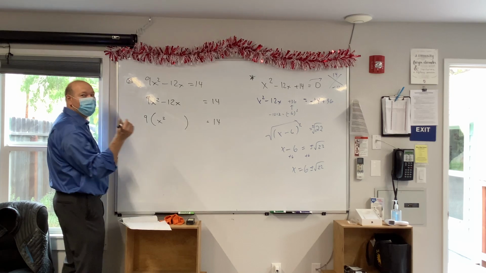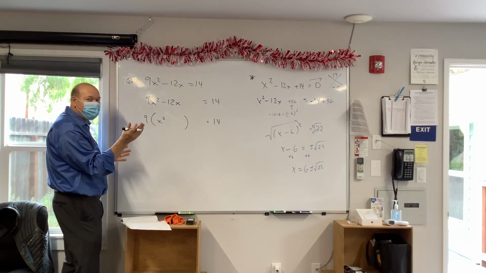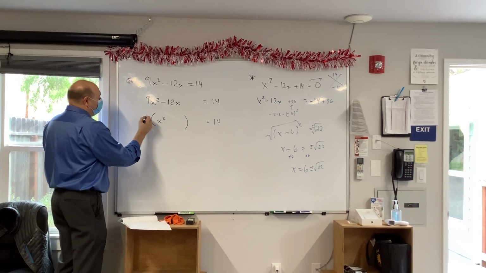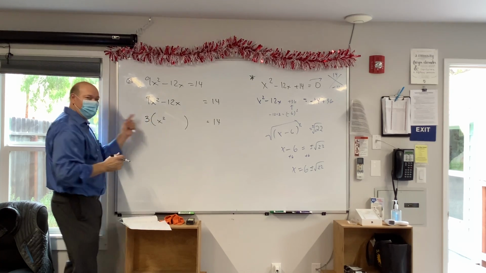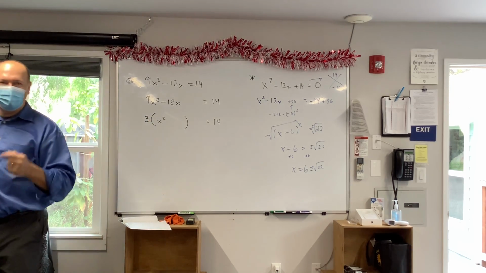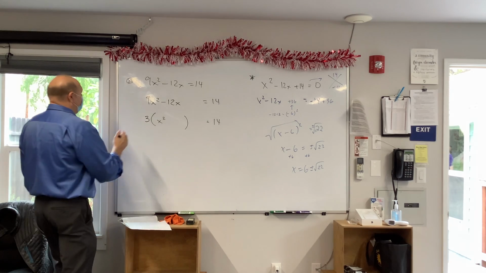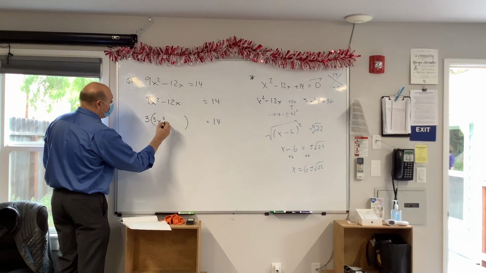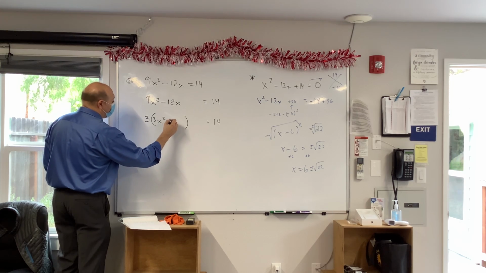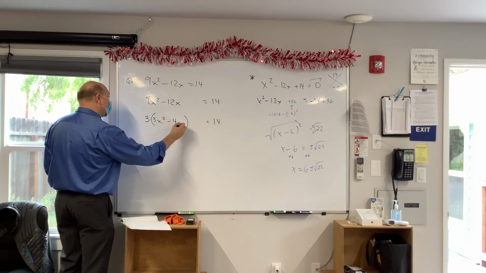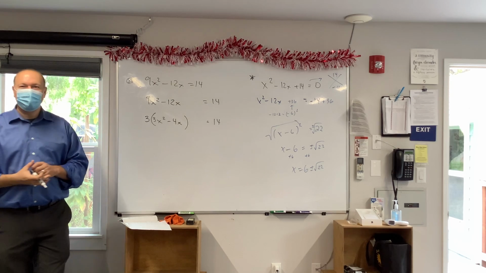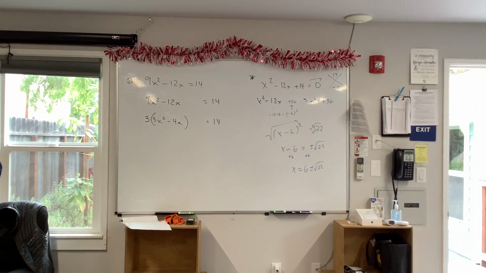Owen is saying do this, which we will do. Let's see what we got. Owen says take out a 3, because 3 goes into 12 and 9, is that right? Yeah. If that's the case, we get 3x squared minus 4x. Did you say take out the x as well? No, I suppose you can do it that way, yeah.